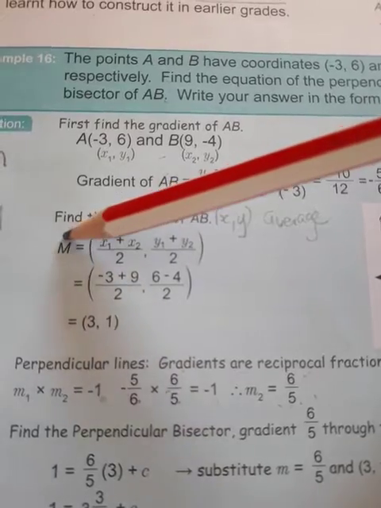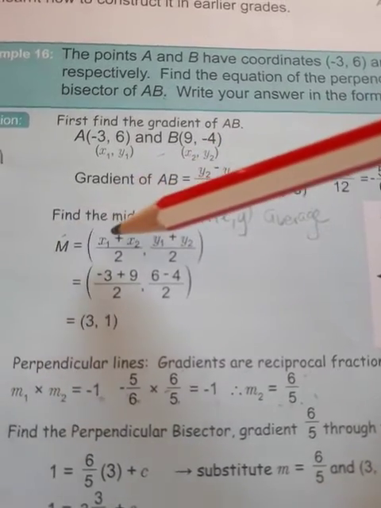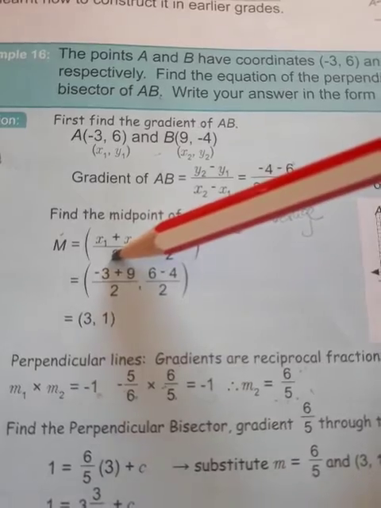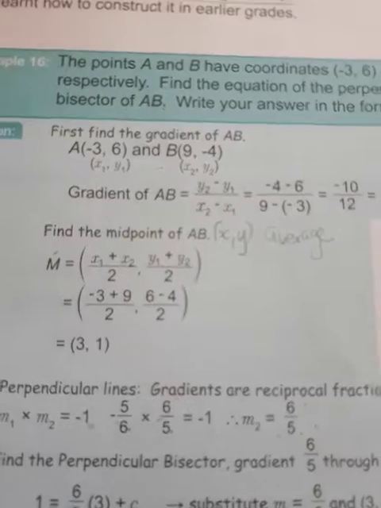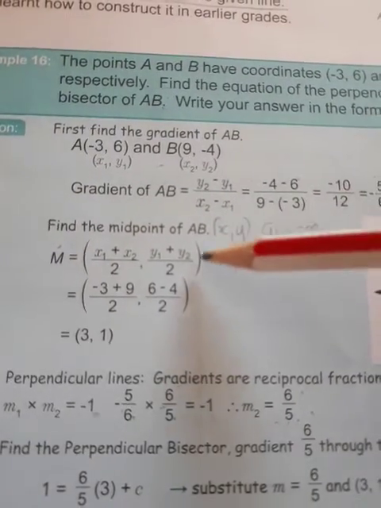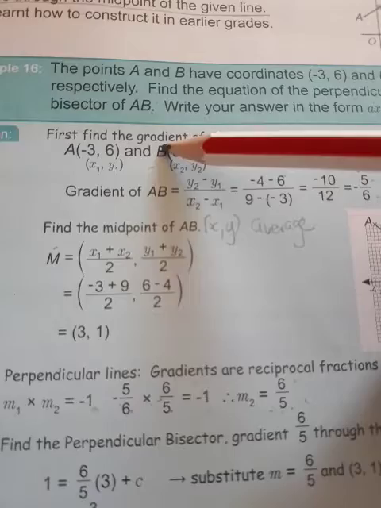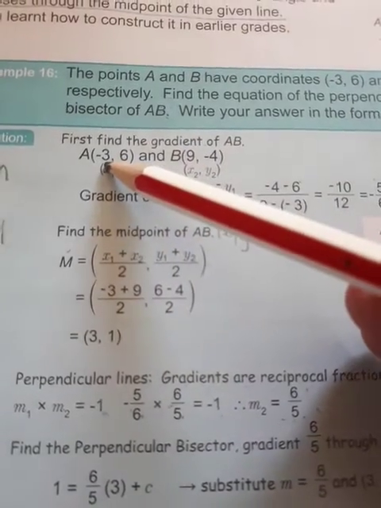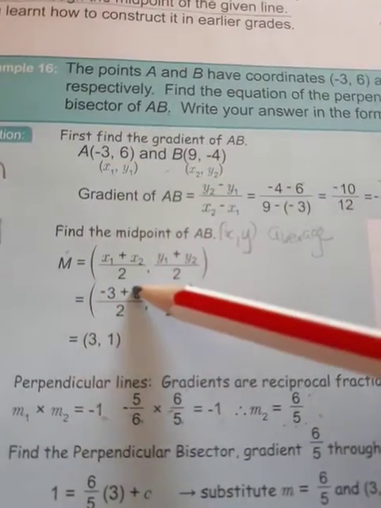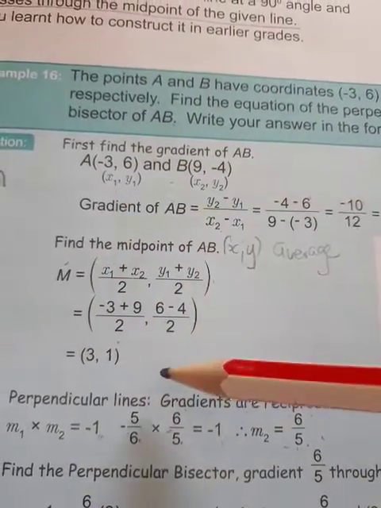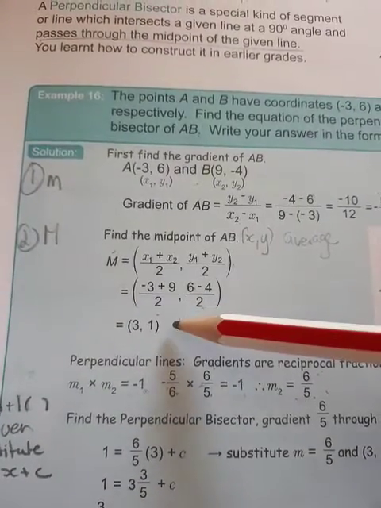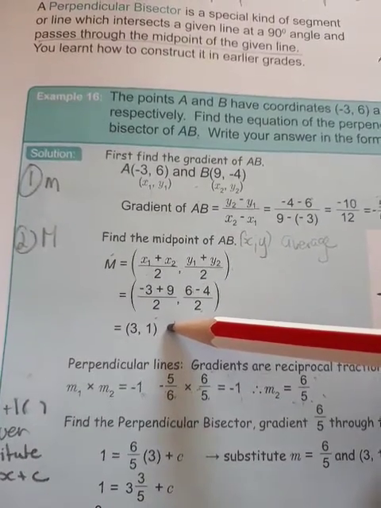So therefore, when we calculate the midpoint, we add x1 plus x2 and we divide it by 2. Okay, and for the y coordinate, we are going to add y1 and y2 and we divide that by 2. So once again, from your coordinates, choose your x coordinates, negative 3 and 9, divide that by 2, and your y coordinates, 6 and negative 4, divide that by 2. And if you now calculate that, you will get the coordinate of (3, 1).